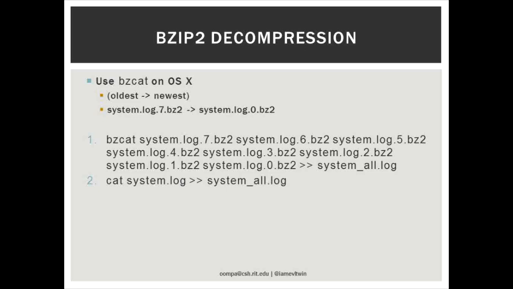So shown in the first one, we can see that I use the system to concatenate all the archived system.log files from 7 to 0, 7 being the oldest, 0 being the newest, into one file called system_all.log. The second step I took is to cat the system.log file to that same file. So we have one large system.log that I can go through and grep through as I desire.